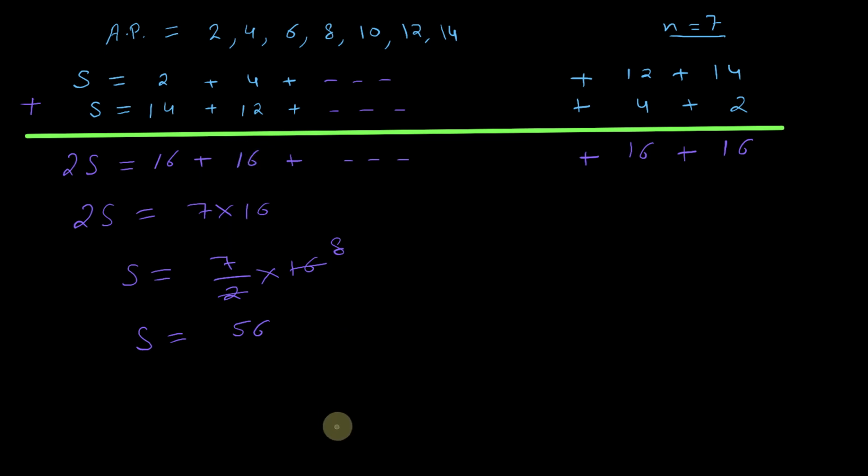Let's do this. The general form of AP is: first term is a, then second term a plus d. We don't need the third term, so I will put the dots. And finally, in the end, I need the nth term, that is an, which is a plus n minus 1 into d. I will put these terms in a square bracket. From the previous example, you know that we need the last two terms.